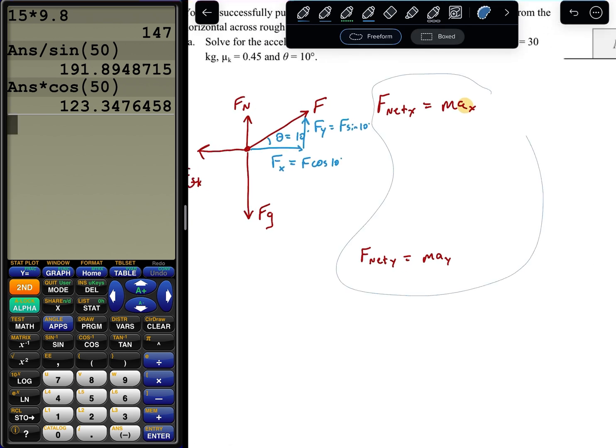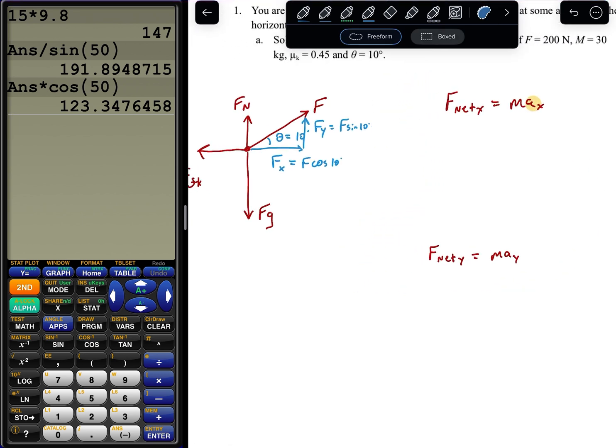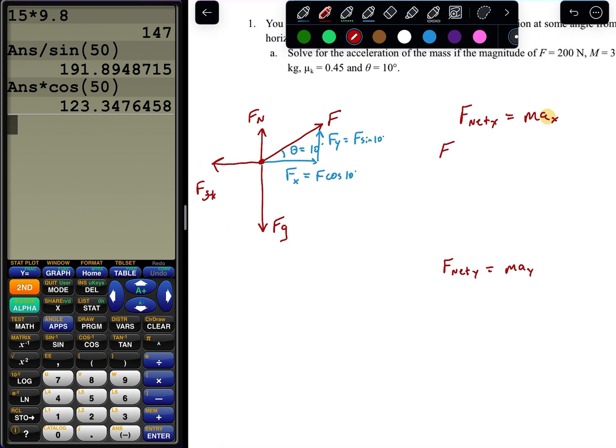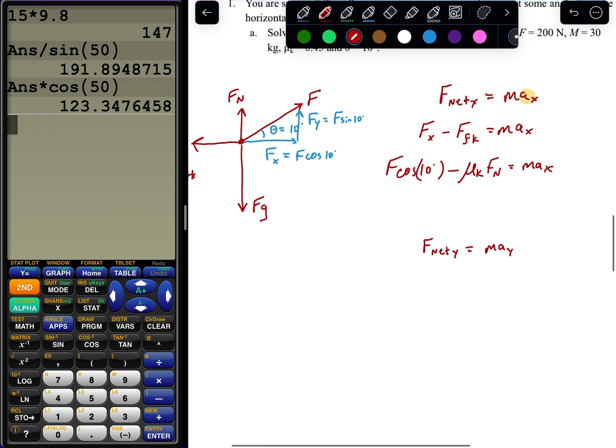And as per usual, let's go ahead and lasso this stuff over. That's okay, it's a picture. So, F net in the x direction, there are two forces in the x direction. We have Fx minus F of friction kinetic equals mass times acceleration x. Let's break this down a little bit more. What I'm going to do is replace this with F cosine of 10 degrees minus the coefficient of kinetic friction times the normal force. And I think that is about as far as we can go. We don't know this, and we don't know this.